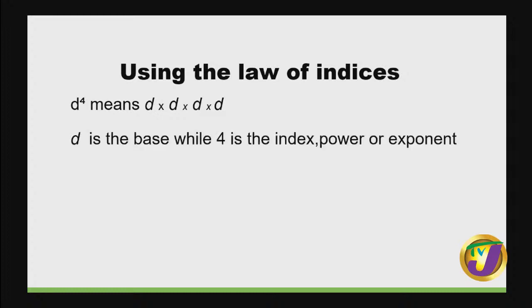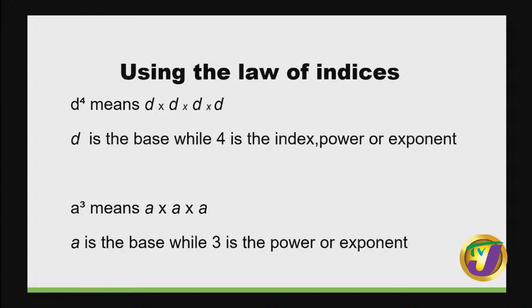That's what it means. Now, there are parts of the whole expression that are important to understand. D is the base, while 4 is the index, the indice, the power, or the exponent. So there are several words which you can use to describe that 4. All right, now let's look at another one. A raised to the 3rd power, or A cubed, which means A multiplied by itself 3 times. As you can see here, the base is A, and the 3 is the power or exponent.